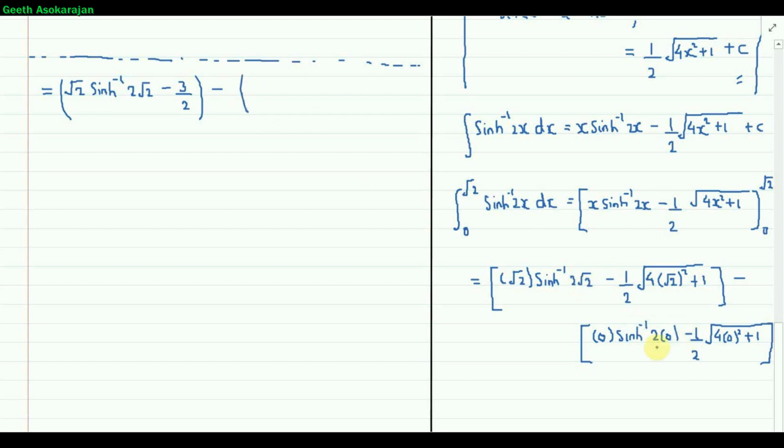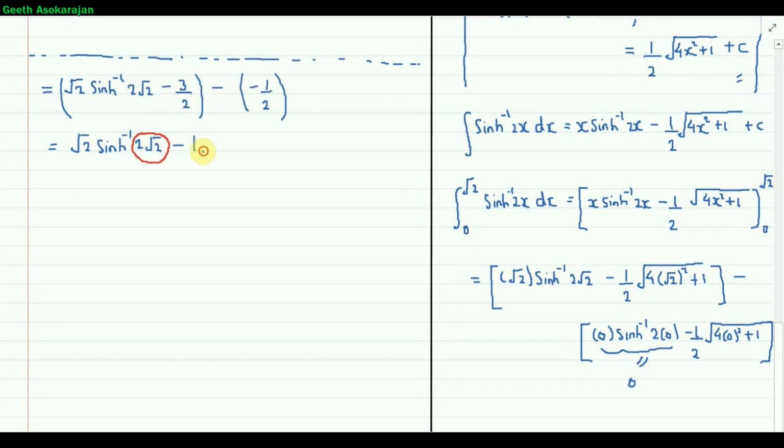Minus, as far as the second bracket is concerned, 0 times anything is 0. But don't forget, you've got 4 into 0 squared plus 1, which is 1. Root 1 is 1. So you've got a minus half times 1 times this minus here. So I'm going to keep it as minus half for now. This is what we have only for the second bracket. And if we tidy it up further, moving on to the next line, getting rid of the brackets, root 2 inverse hyperbolic sine 2 root 2 minus 3 over 2 plus half is minus 1.